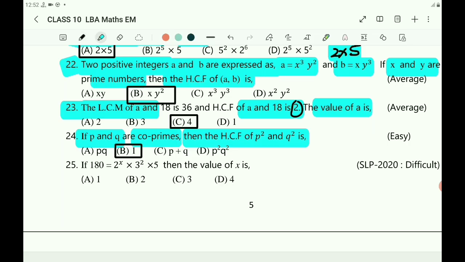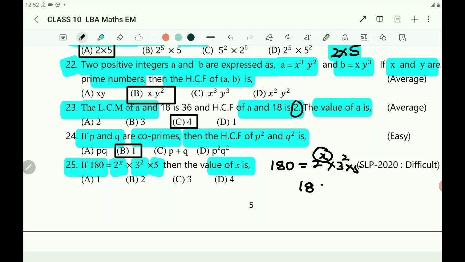Then you take question number 25. If 180 equals 2 power x into 3 power 2 into 5, then the value of x is. So you take 180 equals, here what is given, 2 power x into 3 power 2 into 5. Here what you have to find out, we have to find the value of x. So factorize 180.